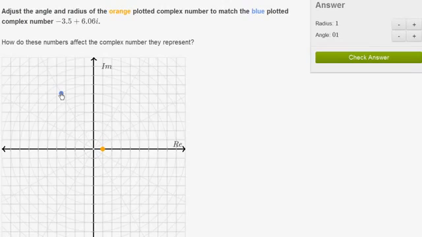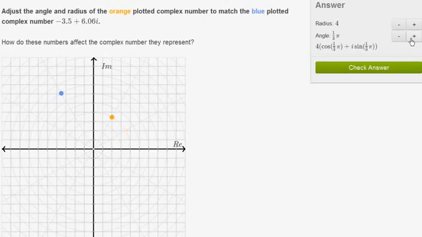And now they want us to think about it in the polar form, is one way of thinking about it. And so they tell us that we can adjust the angle, which is often called the argument when you're plotting up a complex number in this form, and the radius, which is often called the modulus. So let's change that. So let's see. If we increase the radius, then the thing is going to go out a little bit.